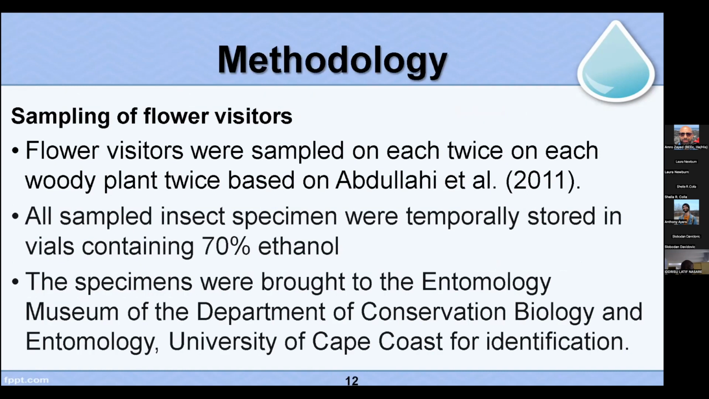And then flower visitors were sampled for any plant that came into flower on 2 occasions, in 2 weeks, to identify which insect species are visiting that particular plant. And then all these specimens were temporarily preserved in ethanol and brought to the Insect Museum of the Department of Conservation Biology for identification by taxonomists.